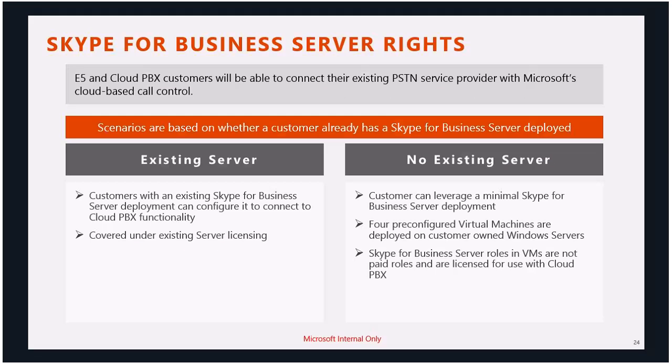Server rights. We just talked about this. If you have existing servers, they need to be on Skype for Business Server Edition in order to connect to the Skype for Business service on Office 365. If you don't have the server, you'll need to purchase it or use the Cloud Connector virtual machines. Again, those will be out at some point in the future.